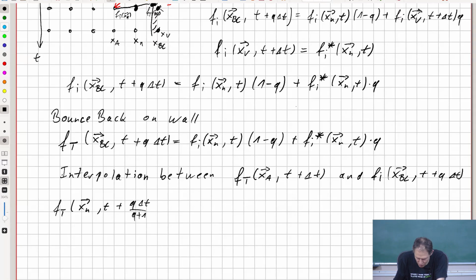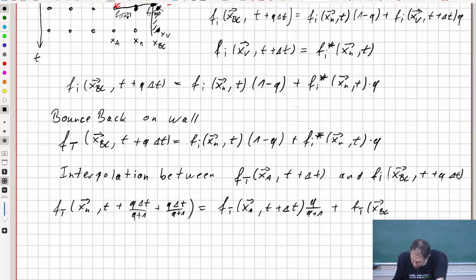So q plus 1, actually the same thing again, q delta t, q plus 1. We have to do this because we are interpolating in time. This is Fi xa and t plus delta t. Now this comes in with q divided by q plus 1, plus Fi over bar xbc and t plus q delta t times q by q plus 1.